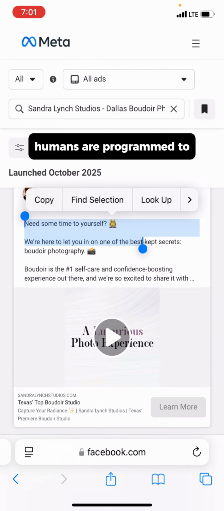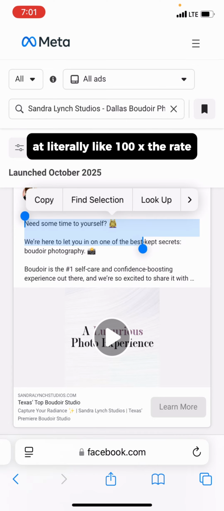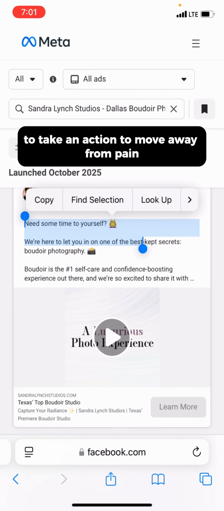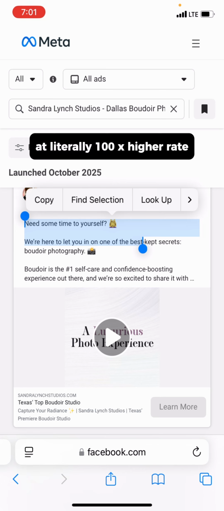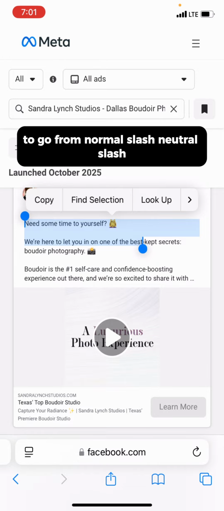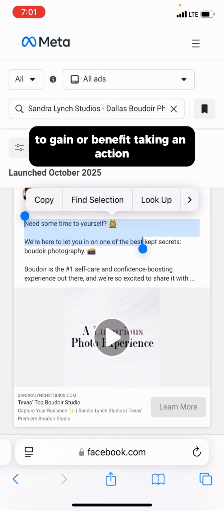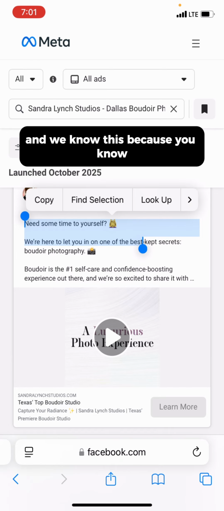Humans are programmed to move away from negative experiences, aka pain, at literally like 100x the rate. Taking an action to move away from pain, to get back to normal, neutral, no pain, happens at literally 100x higher rate compared to that same human taking an action to go from normal, neutral, no pain to some positive gain or pleasure. Literally 100x difference. And we know this because, think of us when we go to the dentist.